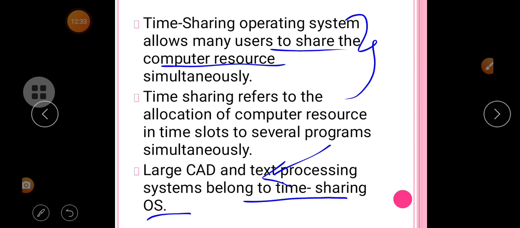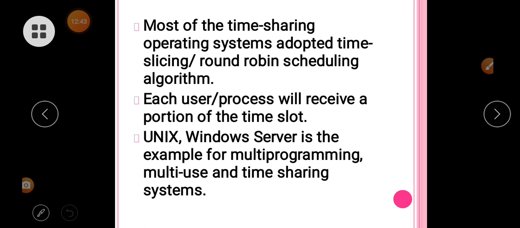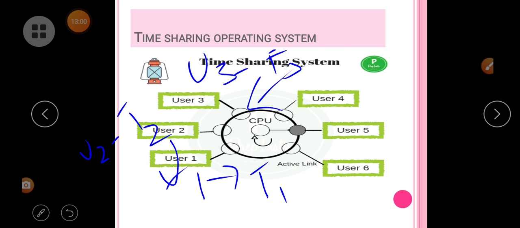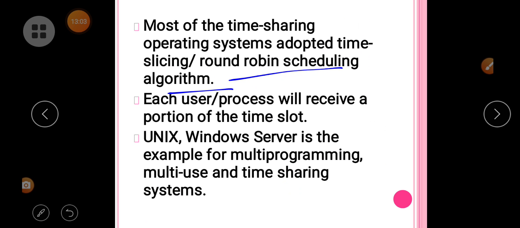So a large share of CAD systems and text processing systems also belong to these time sharing operating systems. Most time sharing operating systems adopt time slicing or round robin scheduling algorithms. There are many kinds of scheduling algorithms, but the round robin scheduling algorithm is applied for the time sharing operating system. Each user or process will receive a portion of the time slot.